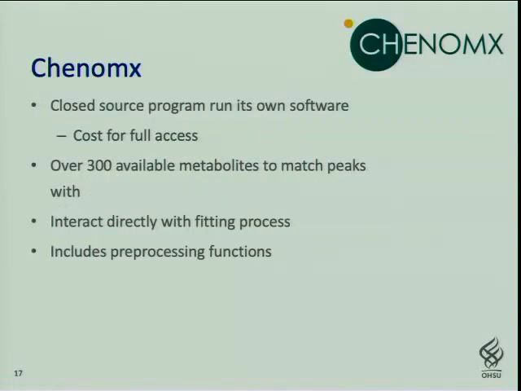Okay, so finally I'll talk about Kinetics, which is the closed source program that is on its own software platform. There's a cost for the full access. Unlike ASICS and BATMAN, which have around 100 metabolites, Kinetics has over 300 metabolites to match peaks with. What's unique about Kinetics is that you are directly interacting with the fitting process. Unlike ASICS and BATMAN, which have statistical modeling behind it and run on their own, the user is directly interacting with Kinetics to fit each peak specifically. Kinetics also has pre-processing functions, but due to timing, I did not look at those this summer.